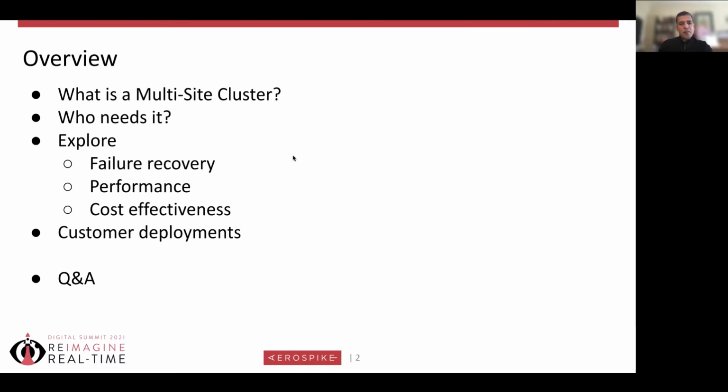Then we'll explore a few key areas, such as how a multi-site cluster recovers from various failures. And this is going to be the thrust of today's session. We'll also look at the performance characteristics as well as why it is cost effective. Then we'll look at a couple of customer deployment examples in the payment processing area. And at the end, we'll have some time left for Q&A.